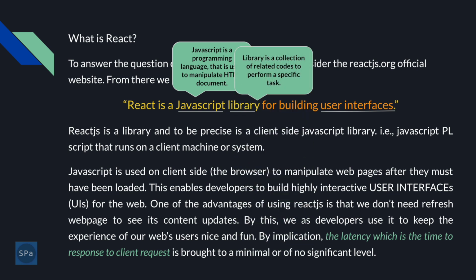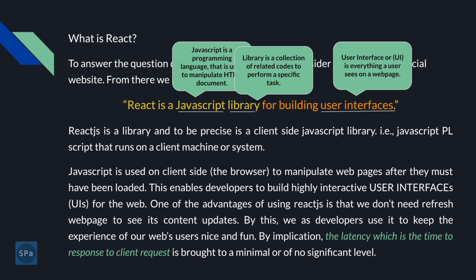A library is a collection of related code to perform a specific task. And what are user interfaces? A user interface, or UI, is everything a user sees on a web page, like what you are seeing on YouTube currently.